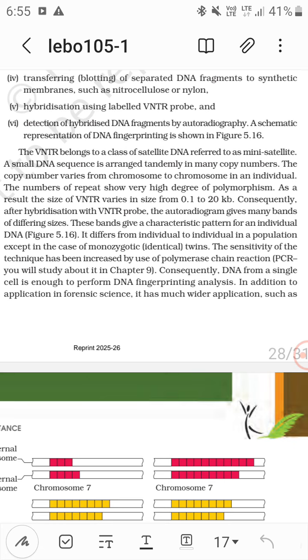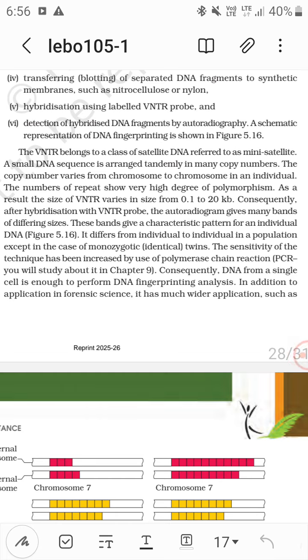So as a result, the size of VNTR varies from 0.1 to 20 kb. Consequently, after hybridization with VNTR probe, the autoradiogram gives many bands of different sizes. These bands give a characteristic pattern for an individual's DNA. Now it differs from individual to individual in a population, except in the case of monozygotic, that is identical, twins.